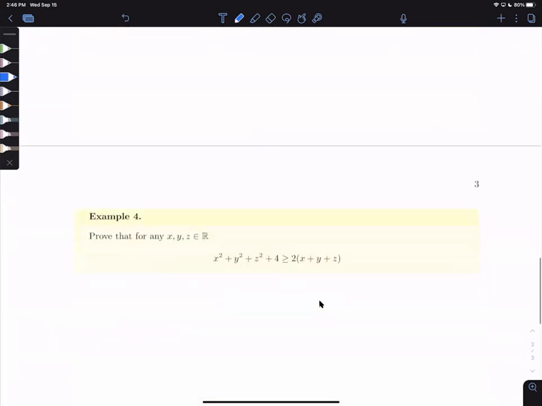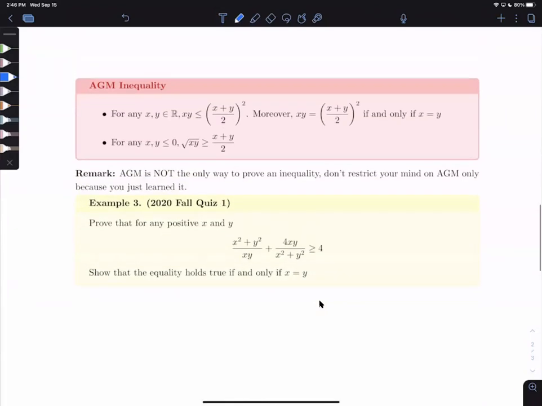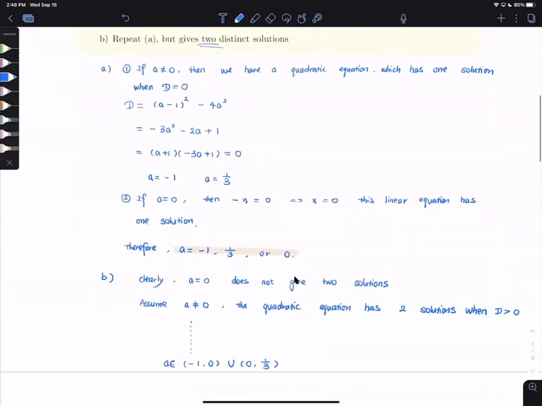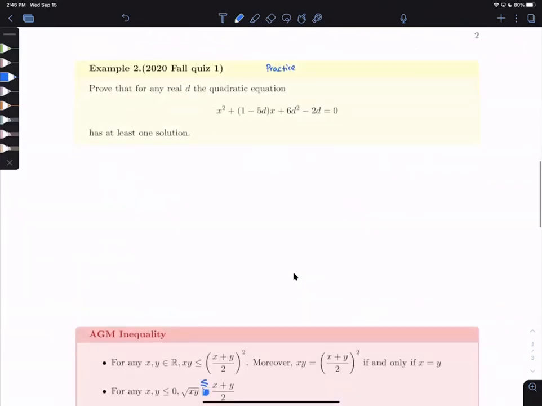Wait, I'm so confused. I changed this, but why isn't it changed? Here should be this, okay? The inequality is wrong. Go back to here. This solution will be posted on Quarkus, so if you don't have time to copy them down, that's all right. Okay, practice one.